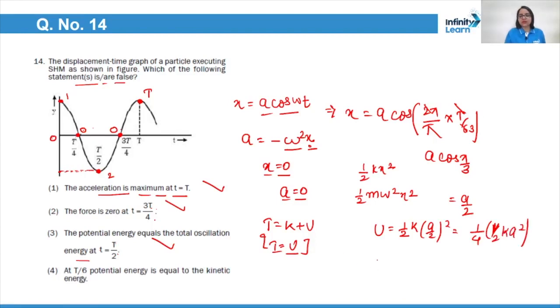Right. So you can find kinetic as T minus U, which is half k a square. Total is always half k a square in SHM. So it is half k a square minus 1 by 4 times 1 by 2 k a square. So this is 3 by 8 k a square. So potential is 1 by 8 k a square and kinetic is 3 by 8 k a square. So potential is clearly not equal to kinetic, right?